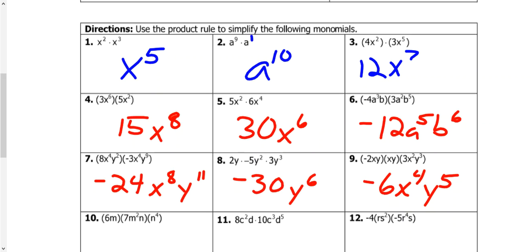Number 6 is a little bit of a tricky one. As you can see, we have different variables in this, but still we just apply the same rule. We have a to the third and a to the second, so that gives us a to the fifth, and then b to the first and b to the fifth, so that gives us b to the sixth. And we just combine everything else. Negative 4 times 3 would be 12.